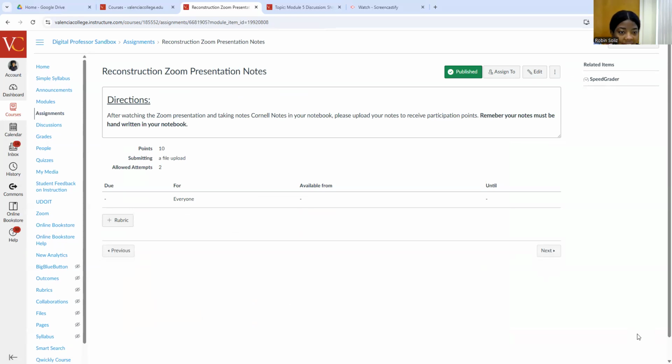Then after they take their Zoom presentation notes, they're just going to upload it and I give feedback in the comments. Or if I see that they didn't do the first couple of assignments, I'll email the students. I'm pretty quick at getting back with them. So email is a big one where I communicate with my students, and feedback when grading their assignments.